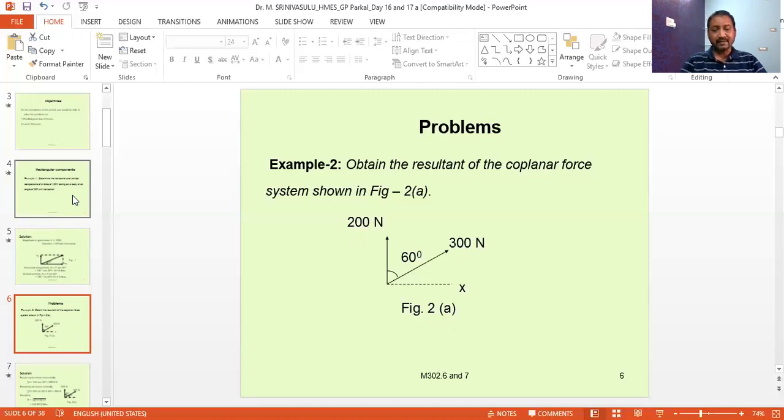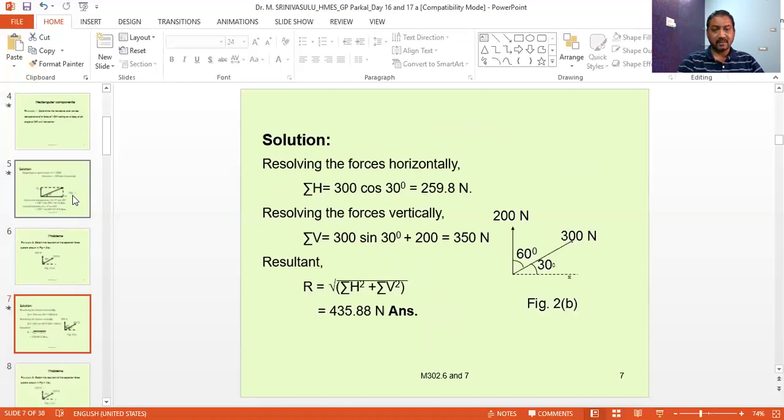Now we have to write down the solution, that is, we have to find out the resultant of the given force system. This also can be found by resolving the forces horizontally and vertically.